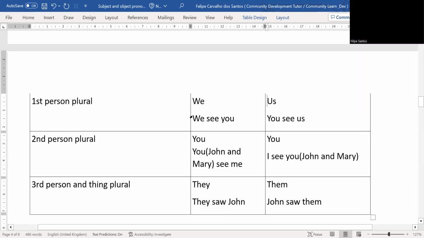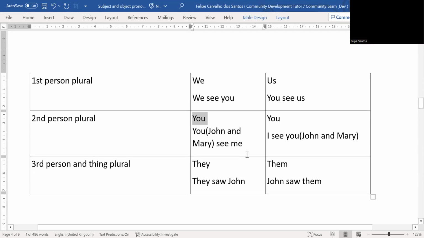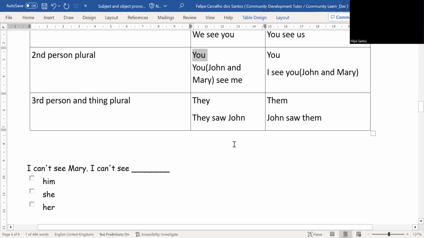So we see you. So me and my friend, we see you. You see us. You, John and Mary, like two people. You see me. I see you, John and Mary. So I see John and Mary. I see you. So remember, you can be used for one person or more than one person. It can be used for either.